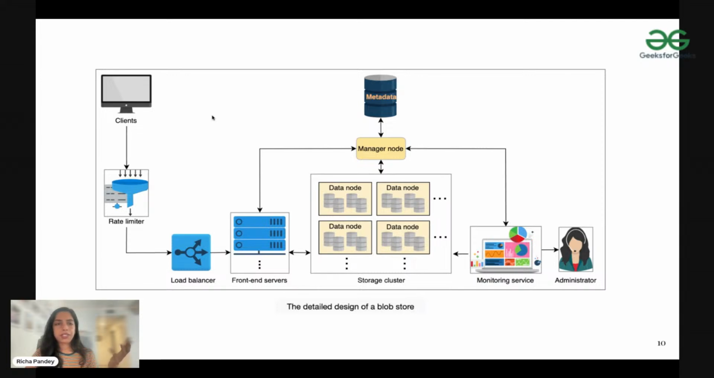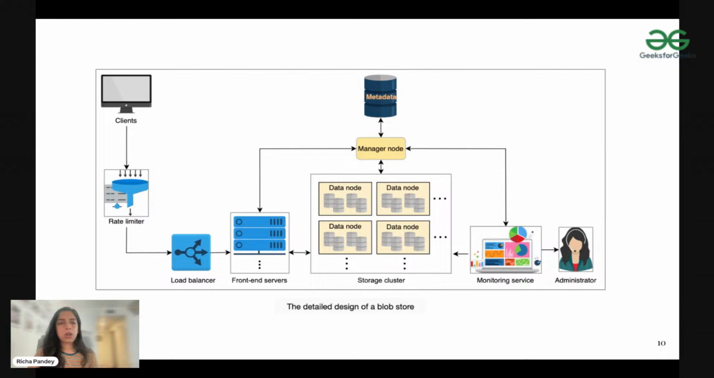The rest of the architecture is the same. There is a client, there is a rate limiter, there is a load balancer, there is a front end server which basically does all the processing. Then it determines, let's say if I need to access audio data, then it will go to the blob storage, and then the rest is pretty much the same. There is also an admin which, on a high level, keeps a check on everything that exists inside the blob storage. So this is the overall design.